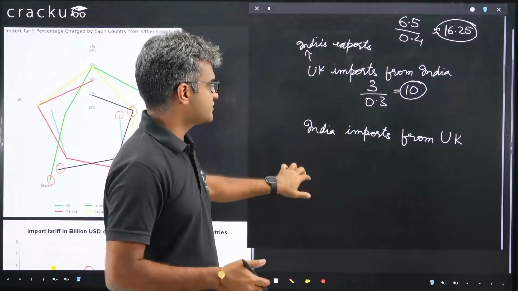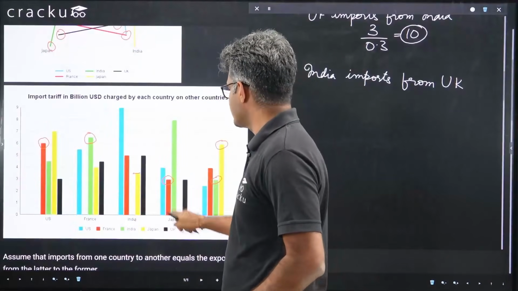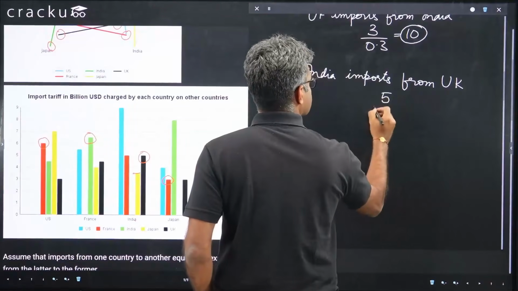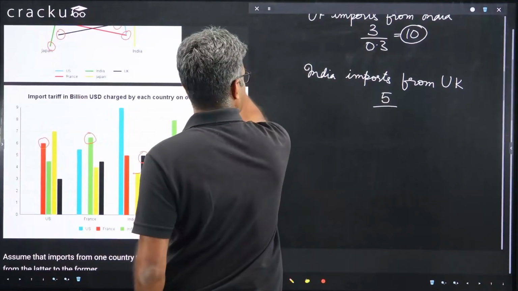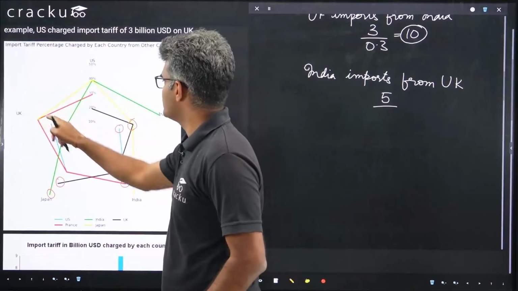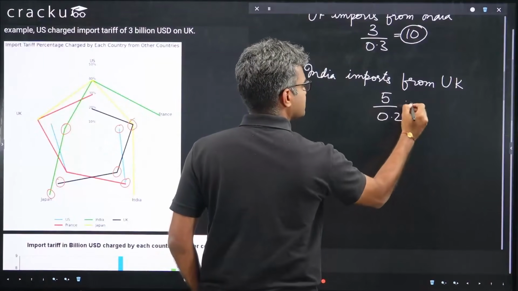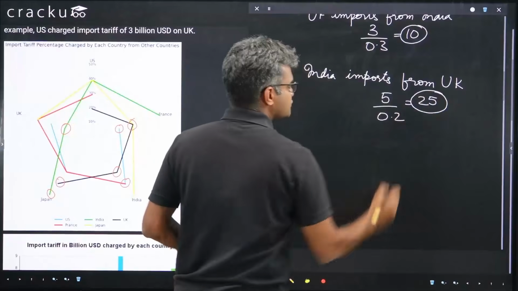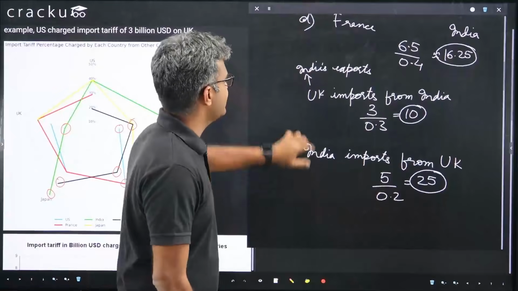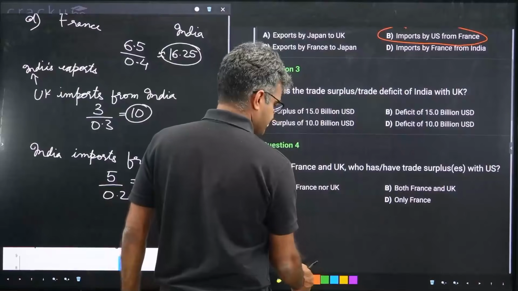For India's imports from UK, again let us calculate the import tariff by India. This is India, UK is black. We are looking at this one, which is 5. This is the total import tariff that we collected. And what is the tariff imposed by India on UK? India is green. This is UK. It will be over here. This is 20%. So this is 0.2. This is 25 billion. So India is exporting 10 billion. India is importing 25 billion. So we have a trade deficit of 15 billion, which will be option B.